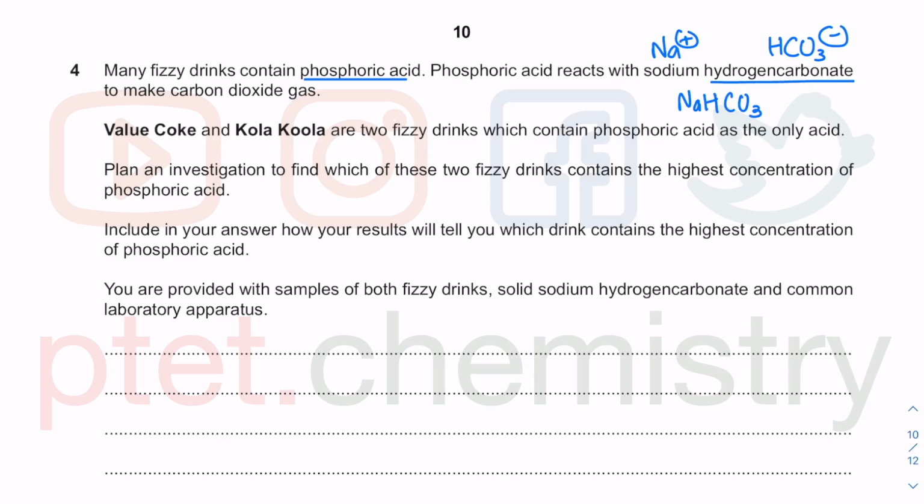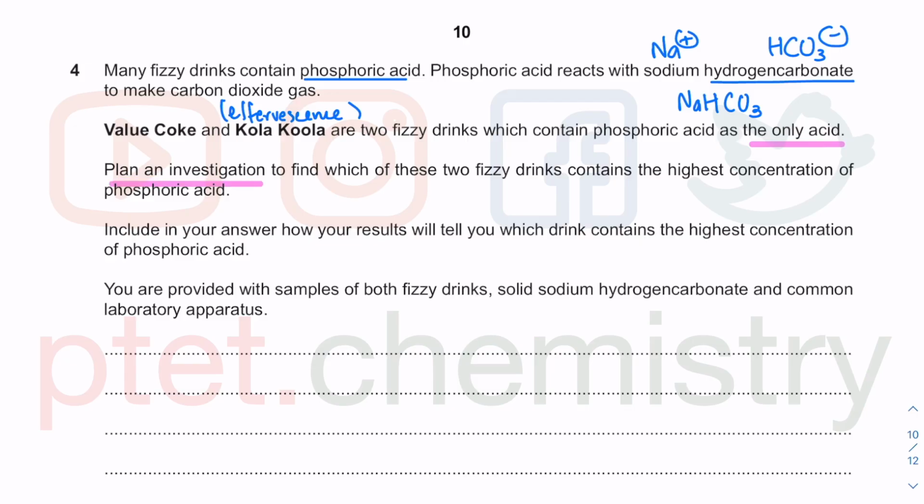Just like carbonate, they will react with acid to give you a metal salt, carbon dioxide gas, which is your effervescence, your rapid bubbling, as well as water. So they have this Coke as well as Cola. They are called 2 fizzy drinks. Very, very random names, of course. These contain phosphoric acid as the only acid. So the only thing that can react with the hydrogen carbonate would have been the acid present in this drink.